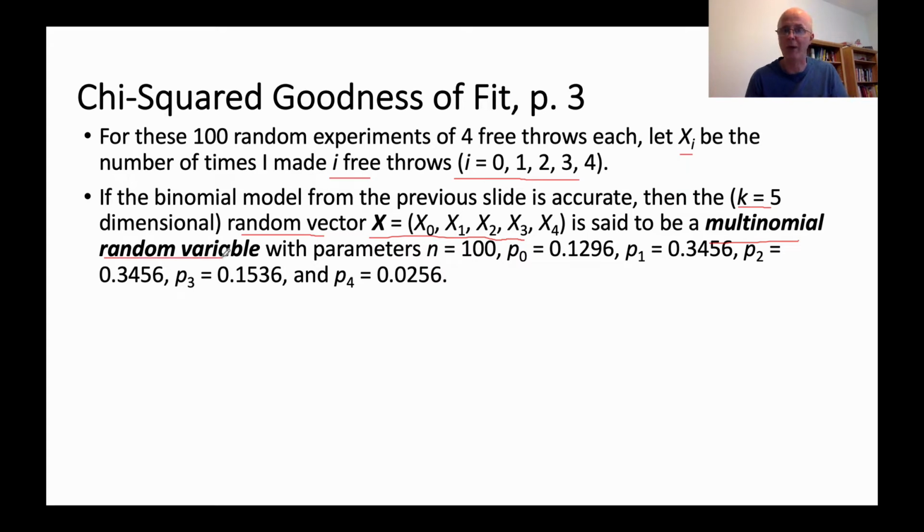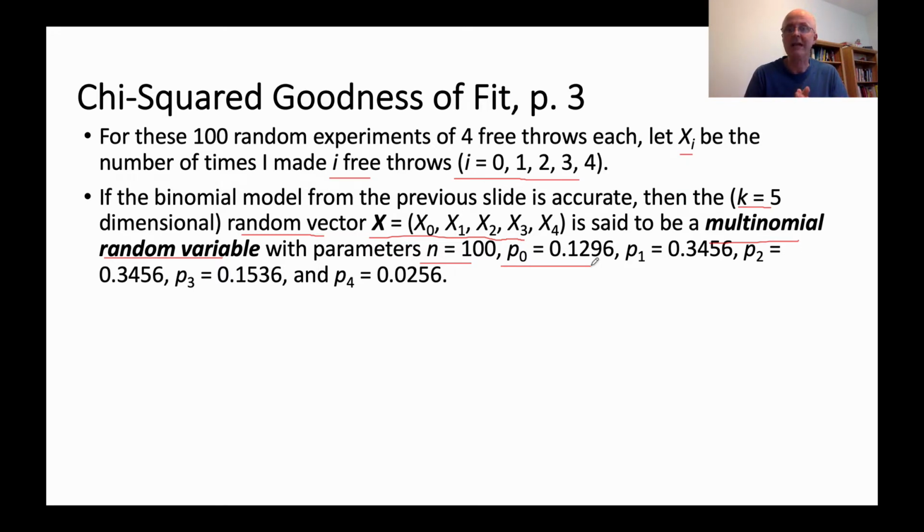It's a multinomial random variable. It's a generalization of a binomial. It's got parameters, first of all, n equals 100, because I'm doing this experiment 100 times, which again corresponds to 400 total free throws. P0 is the probability on any one experiment of those 100 that x0 occurs.